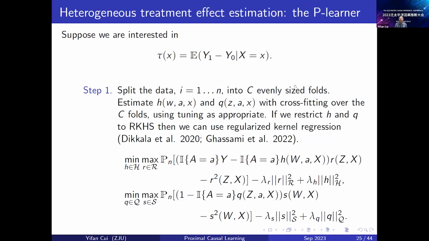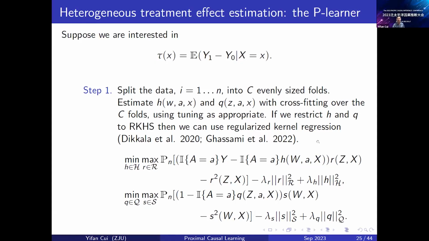Okay, lastly, let me briefly introduce our constructed p-learner to estimate the heterogeneous treatment effect. Suppose we are interested in estimating this conditional average treatment effect tau x, defined as expectation of Y1 minus Y0 given X. So our p-learner consists of three steps. The first step is to estimate the H and Q non-parametrically. One can write the assumption 2A and 3A as a min-max optimization. And if we use RKHS to estimate H and Q, we have a closed form solution.